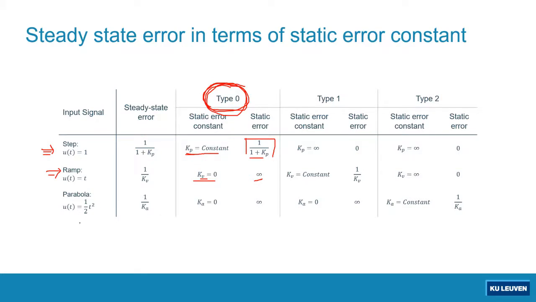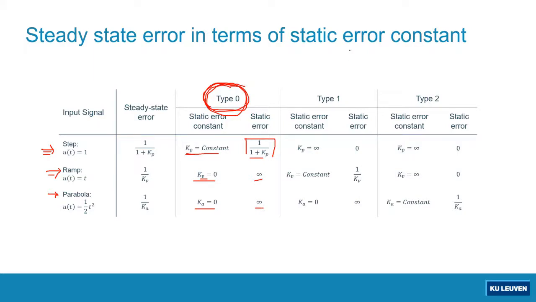Same thing if a parabolic input is given to the type 0 system, we will also have a 0 static acceleration error constant, and this will bring a consequence again that the steady state error will also be equal to infinite value. Same conclusion like before. If to a type 0 system a parabolic input is given, the response definitely cannot follow the input at all.